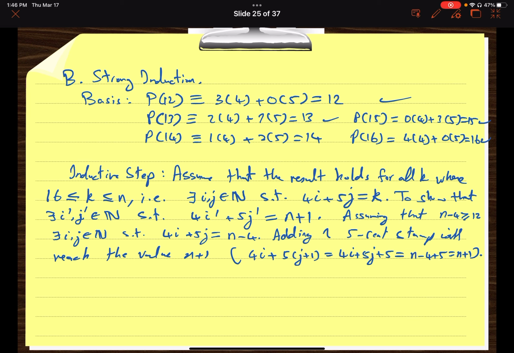One of the groups did it this way. They said, we are going to go back by 7 and then add two 4s. This is absolutely correct. The only problem is that you now need n minus 7 greater than or equal to 18, which means n should be greater than or equal to 25, so you need to prove it for 18, 19, 20, 21, 22, 23, 24, and 25.